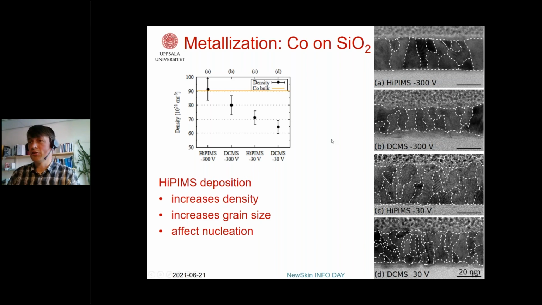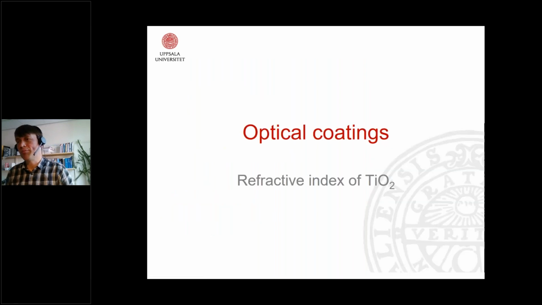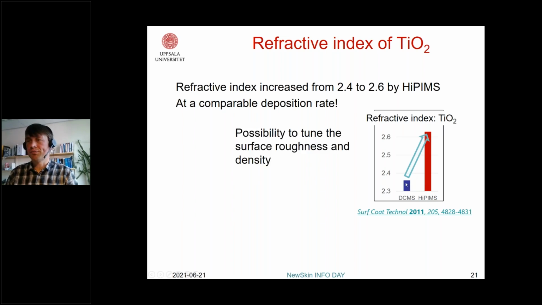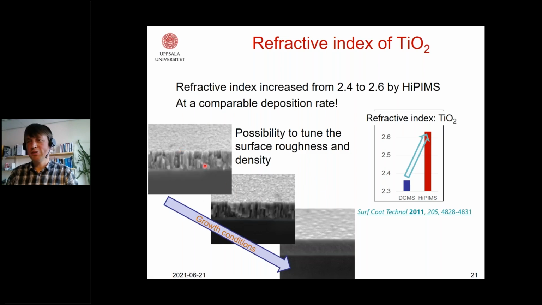I suspect I am slowly running out of time, so I will probably skip optical coatings, or I just say that optical coatings like titanium oxide are also an interesting topic because the refractive index can be controlled or influenced by the growth or deposition process, and of course through the density changes the refractive index. So we could increase the refractive index of titania from about 2.4 to 2.6. And I've already shown that it's also possible to change the microstructure and surface roughness.